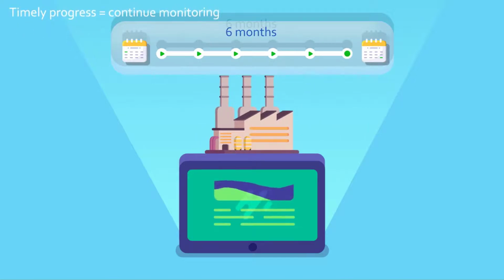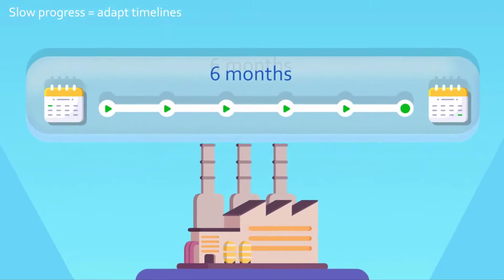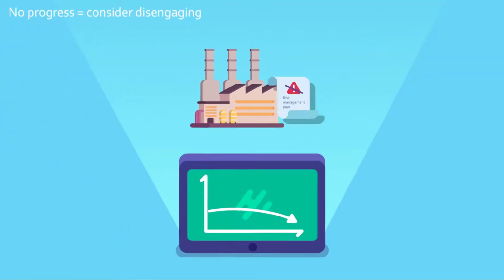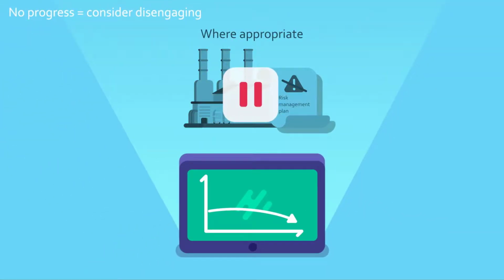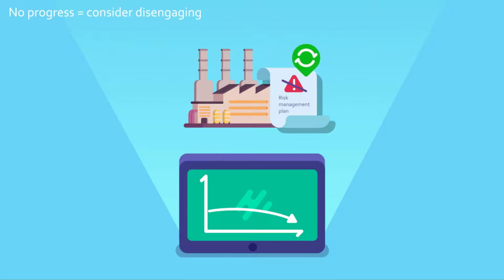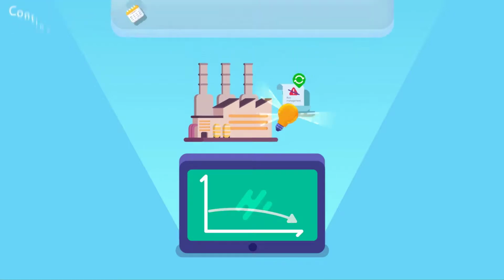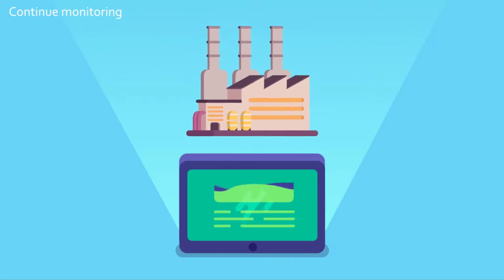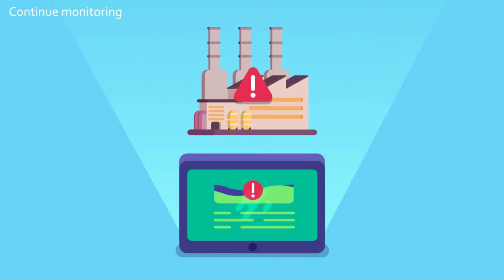If progress is being made within 6 months, you could just keep monitoring the supplier's mitigation progress. If progress is made but taking longer, consider adapting the timeline, like extending it another 3 months. If there's no progress, consider disengaging and finding a new source or approach. Even when implementation is considered complete, you should still monitor for adverse impacts occurring.